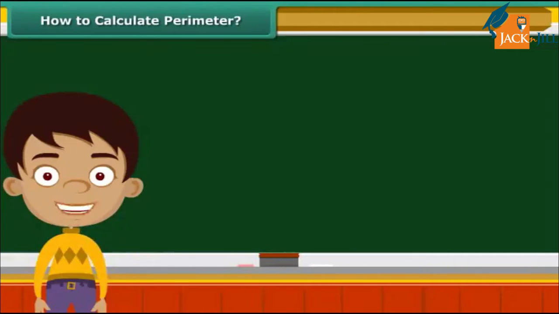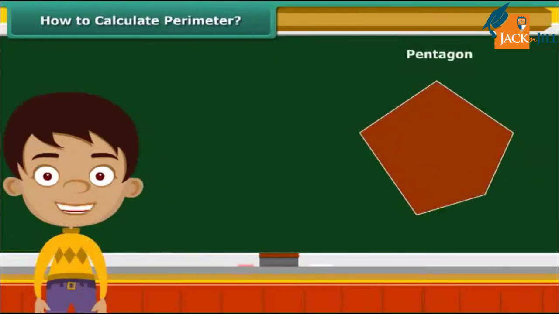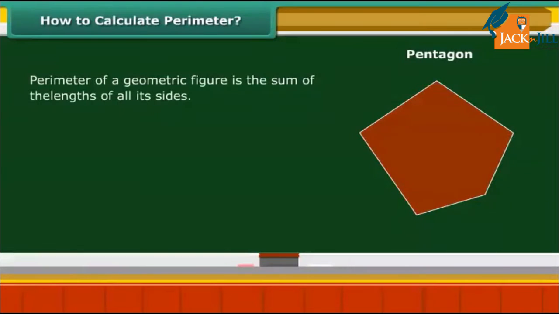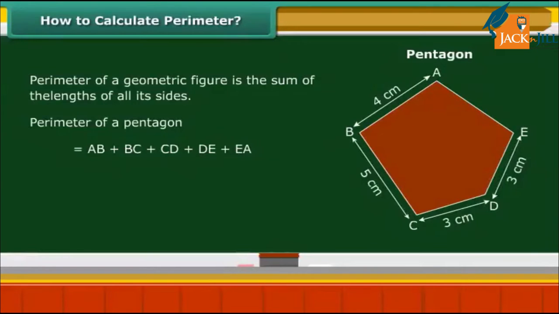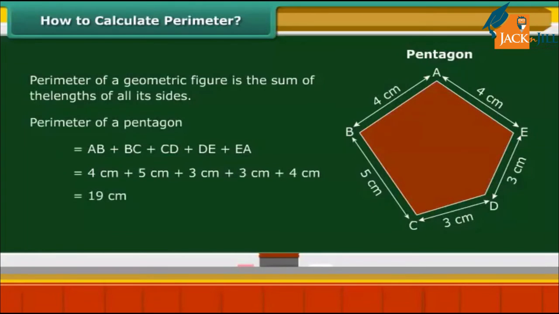Now that you have understood what perimeter stands for, let us try to calculate the perimeter of a pentagon. We have seen that the perimeter of a geometric figure is the sum of the lengths of its sides. A pentagon is a closed geometric figure of 5 sides. Suppose the lengths of the 5 sides AB, BC, CD, DE and EA are AB as 4 centimeters, BC as 5 centimeters, CD as 3 centimeters, DE as 3 centimeters, and EA as 4 centimeters. The perimeter of the pentagon is 4 centimeters plus 5 centimeters plus 3 centimeters plus 3 centimeters plus 4 centimeters. That is equal to 19 centimeters.